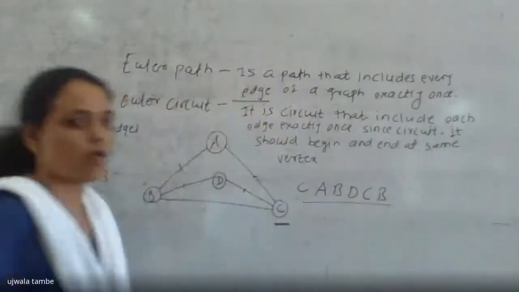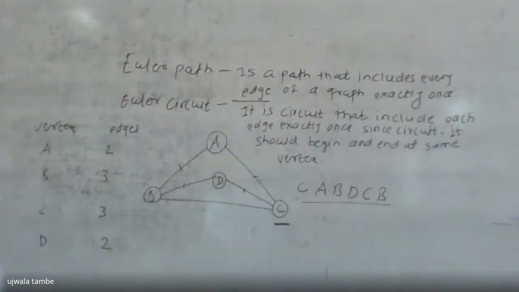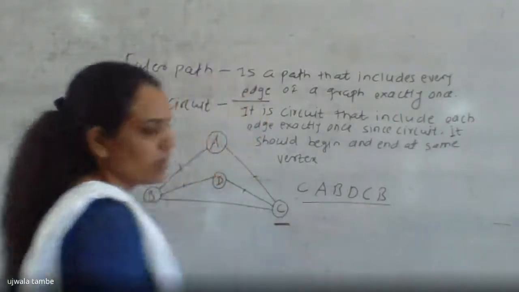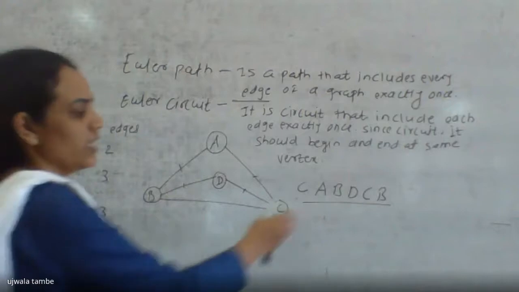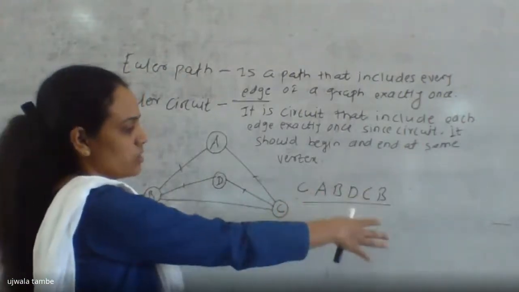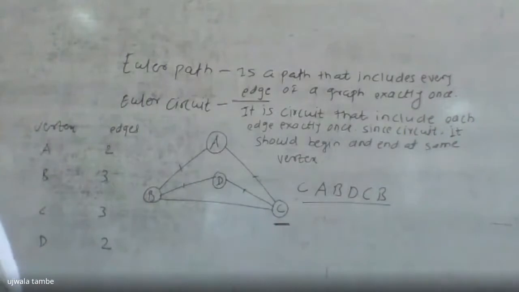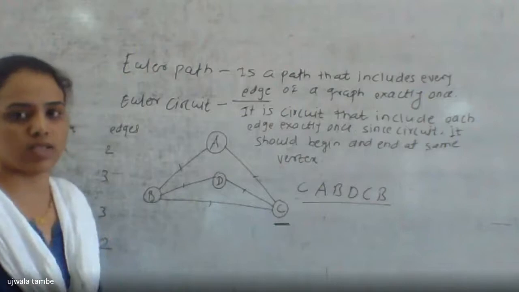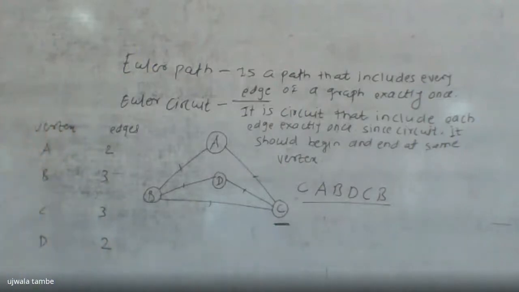So this is called an Euler path. Though the vertex B is repeated twice, we have to consider only edges. No need to consider the vertices. So make sure we select each edge exactly once in an Euler path. Is it fine? Please write down in chat box. If you are having any difficulty with Euler path, then please let me know.